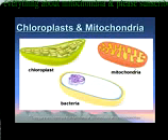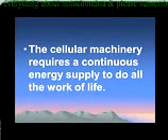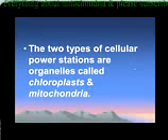Mitochondria are found in both plants and animals, and this is where that chemical form of energy is turned into a different form of energy that is then used to do things like active transport, mitosis, meiosis, and things like that. So this PowerPoint compares and contrasts the functions of chloroplasts and mitochondria. Cellular machinery, the things that make the cell work, require a continuous energy supply to do that work. The two types of cellular power stations are the organelles called chloroplasts and mitochondria.